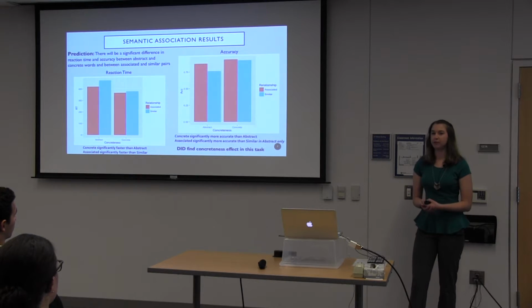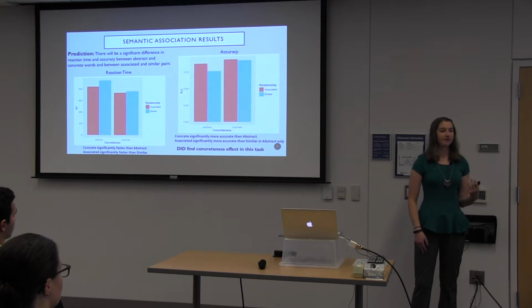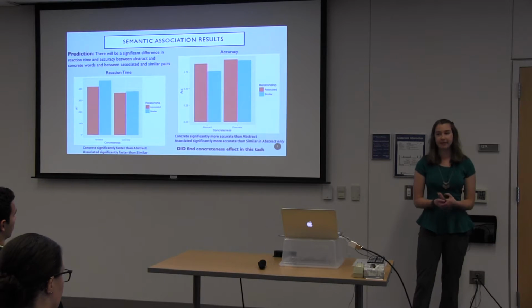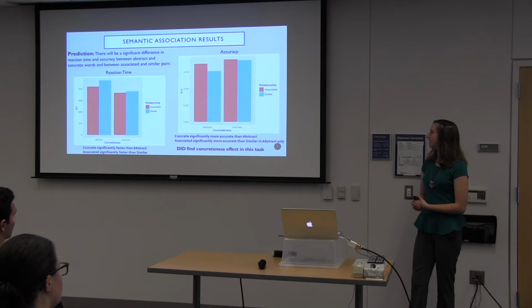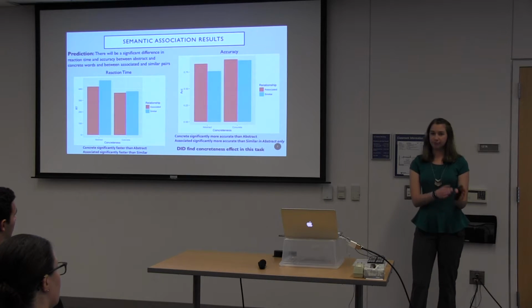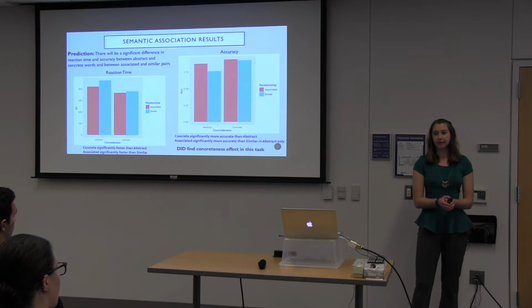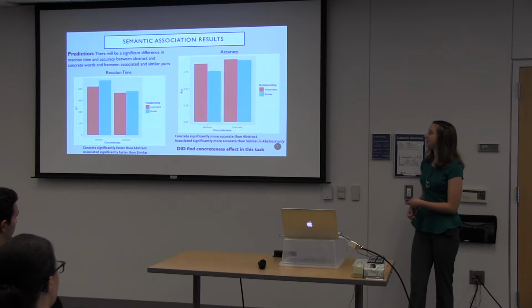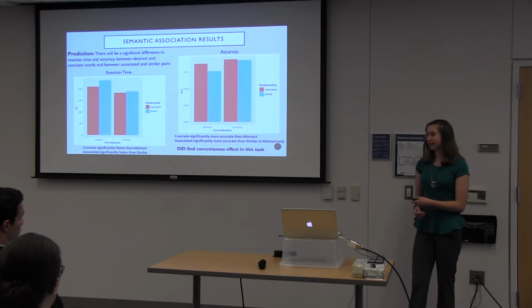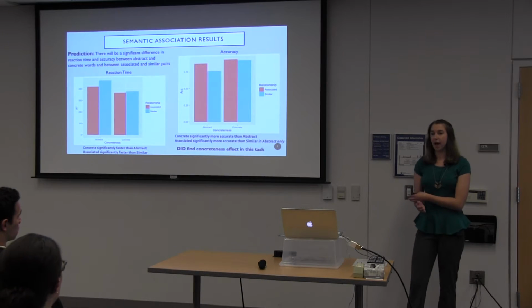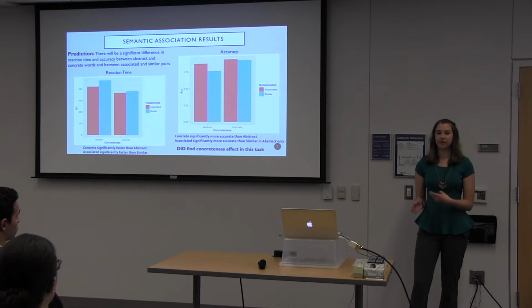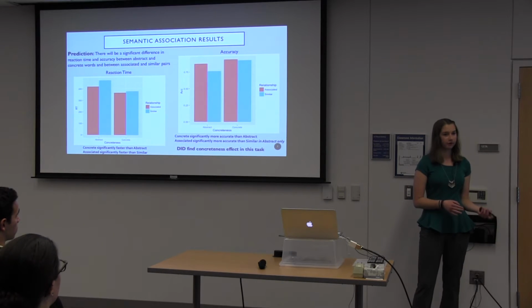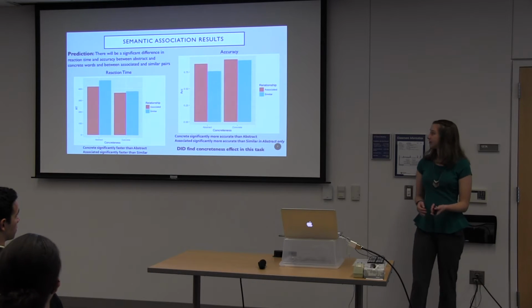This is interesting. One of the predictions that I made for the semantic association task, based on a previous study, was that associated words in abstract would be preferred over similar, but for concrete, similar would be preferred over associated. And I did find that to be true for the abstract words in the accuracy, but I didn't find the opposite effect. So associated was more preferred than similar. Similar was never preferred over associated. So I found that to be interesting.